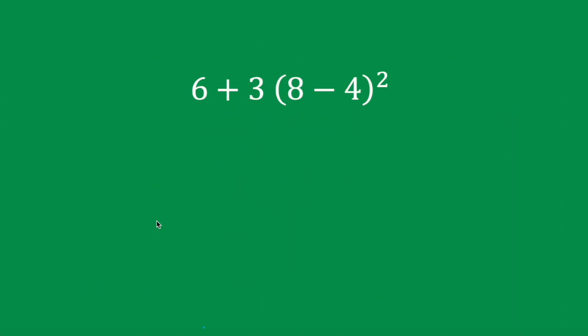Here's our bonus problem. Remembering PEMDAS, we'll do the operation in parentheses first. So 8 minus 4, and rewrite. Next, we must do exponents before multiplication and addition. So we take care of 4 squared, which is 4 times 4. Finally, multiplication before addition. So 3 times 16, which is 48. Then finally, 6 plus 48 is 54.